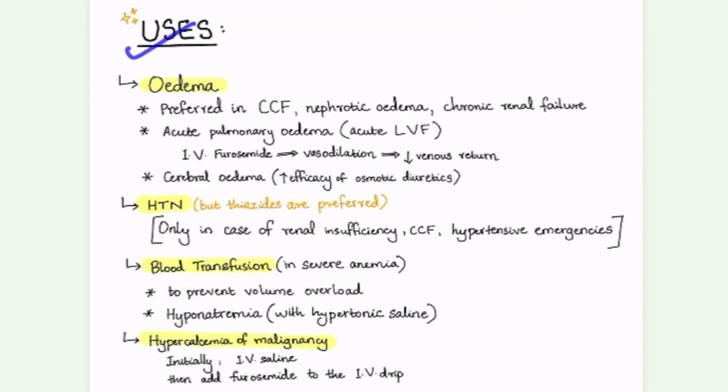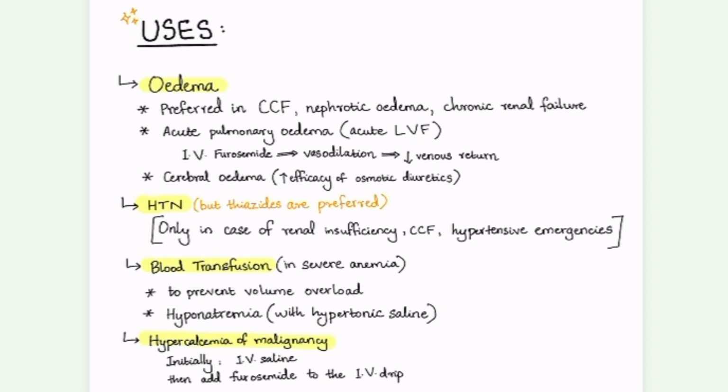Uses of furosemide. It is used in edema. It is preferred in congestive cardiac failure, nephrotic edema and in chronic renal failure. It is used in acute pulmonary edema associated with acute left ventricular failure. IV furosemide is given, which will increase the synthesis of prostaglandins, and this will cause vasodilation and decrease venous return. So this will decrease the left ventricular filling pressure.